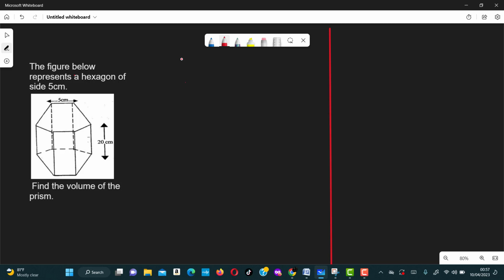In this question, we are supposed to find the volume of this hexagonal prism of side 5 centimeter. Now, for us to get the volume, we are going to use the formula. Volume is given by A times H, where A is the cross-section area. And in this case, the cross-section is the hexagon, which means the area of the hexagon.